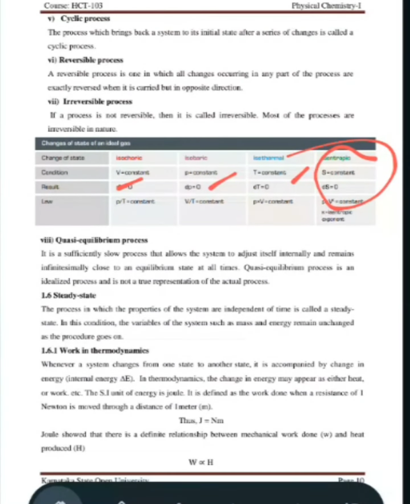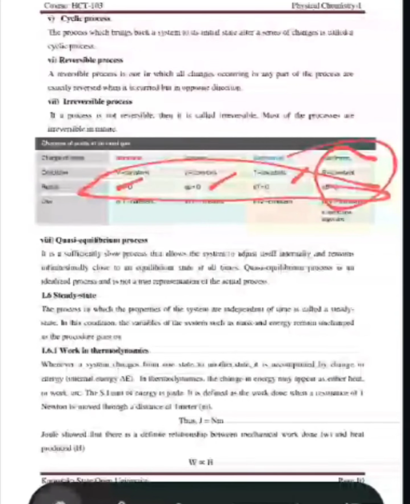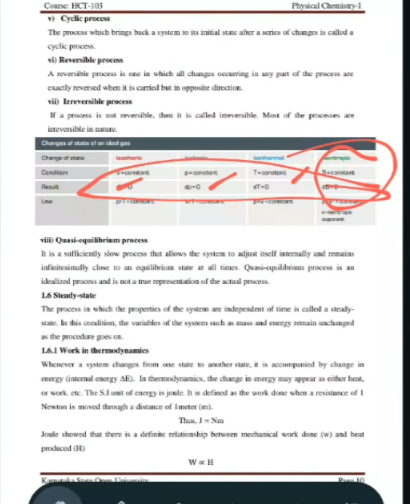dV is equal to 0, as volume is kept constant. dP is equal to 0 as well, whatever we have kept constant; there will be no variation. That is the reason they will all be 0. And pressure by temperature is constant, volume by temperature will also be constant, and pressure into volume is constant. So next we are going to the steady state.